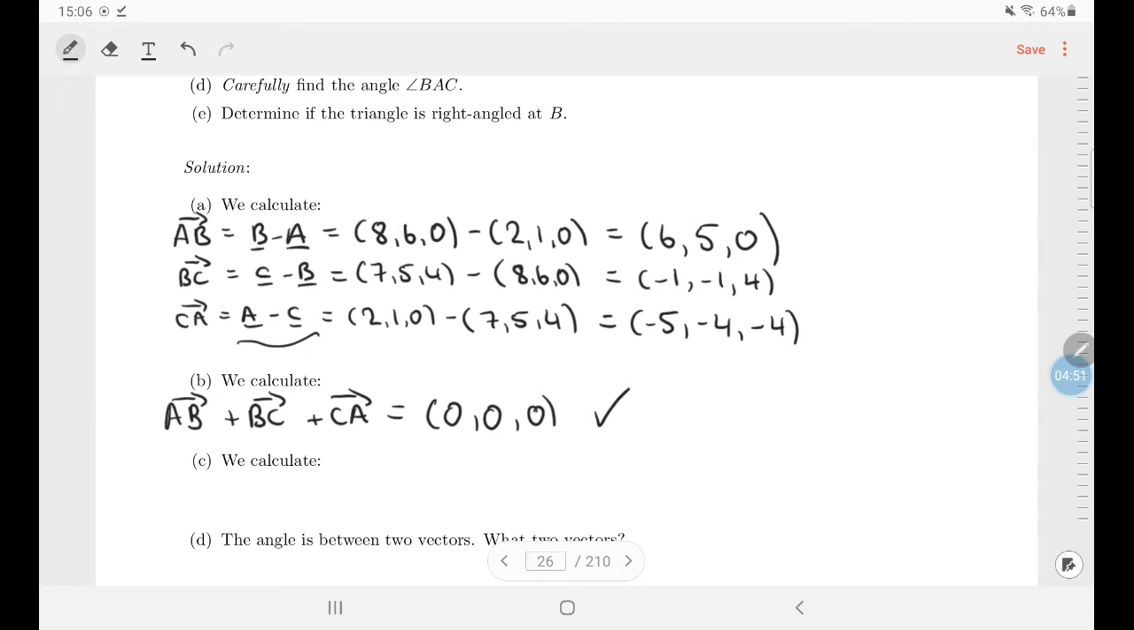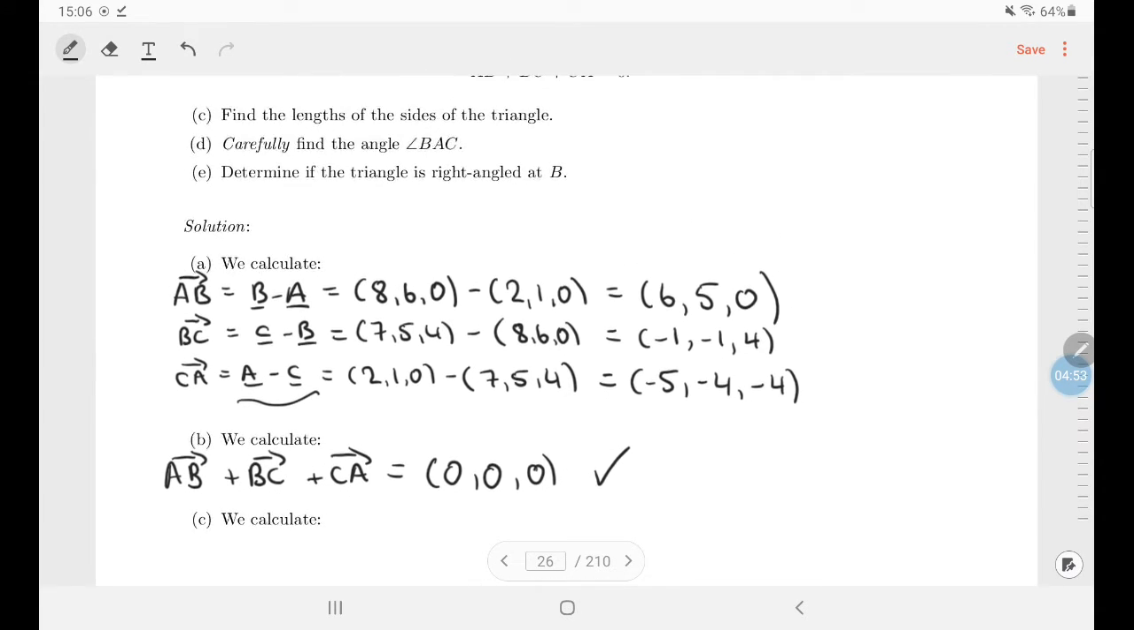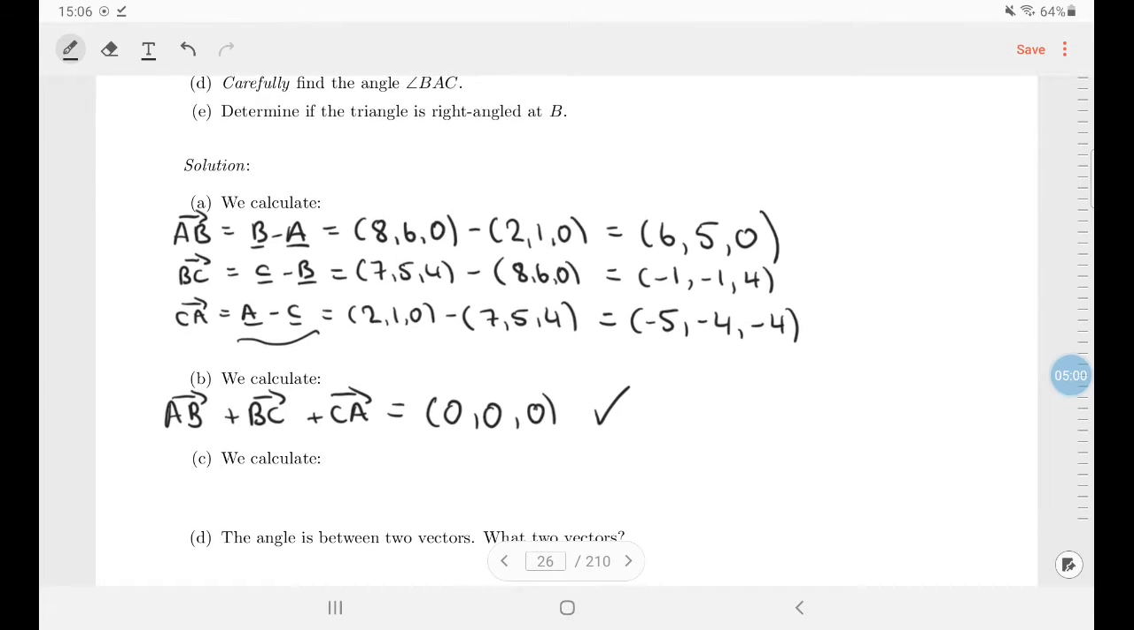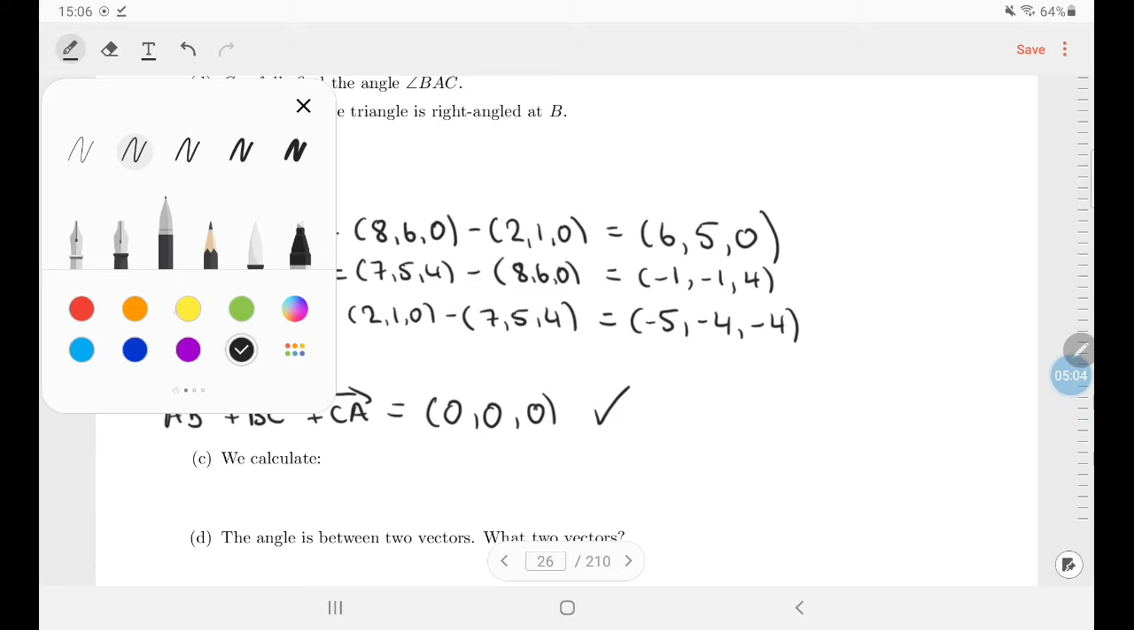Okay, let's see part C. Find the lengths of the sides of the triangle. Now, I really haven't given myself much space here, so I'm just going to make a mark for myself.